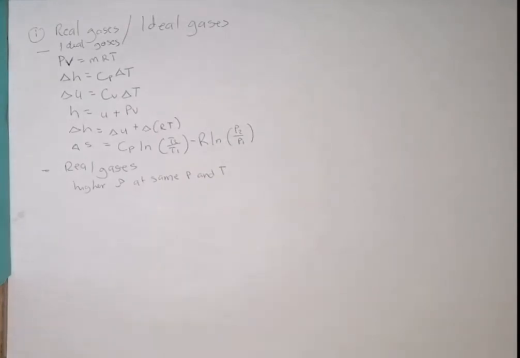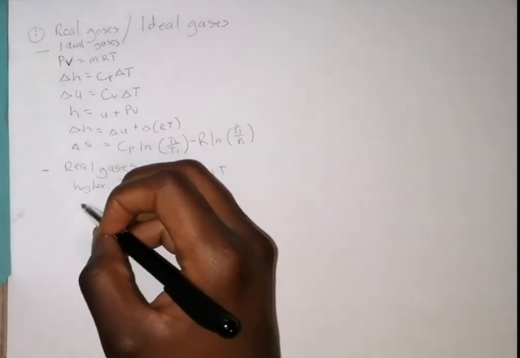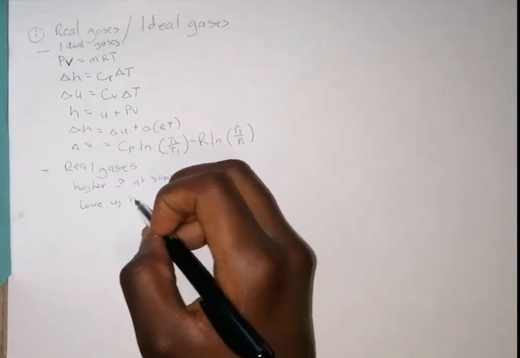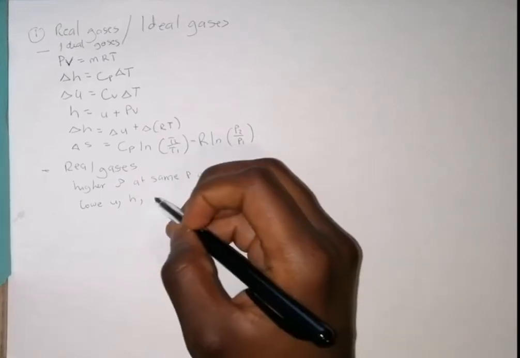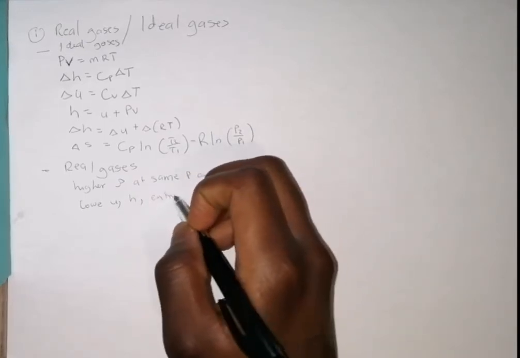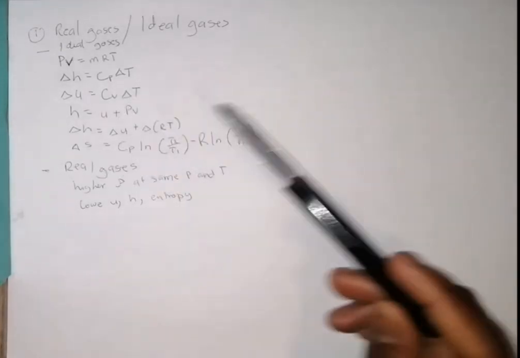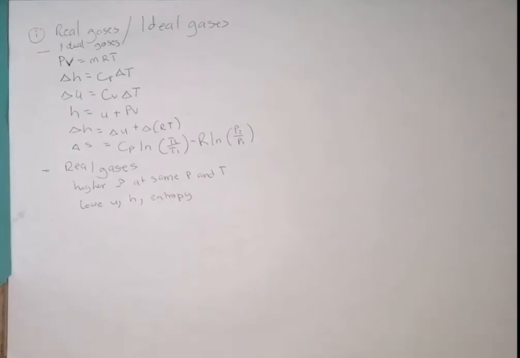I'm just telling you this to help you understand. It's not like you have to know it and it's going to be asked in the exam, but you have to understand it in order to know how some of these things go along. Also, real gases have lower internal energy, lower enthalpy, and lower entropy. This is due to the same fact that I mentioned, that we assume the ideal gas does not have intermolecular forces.